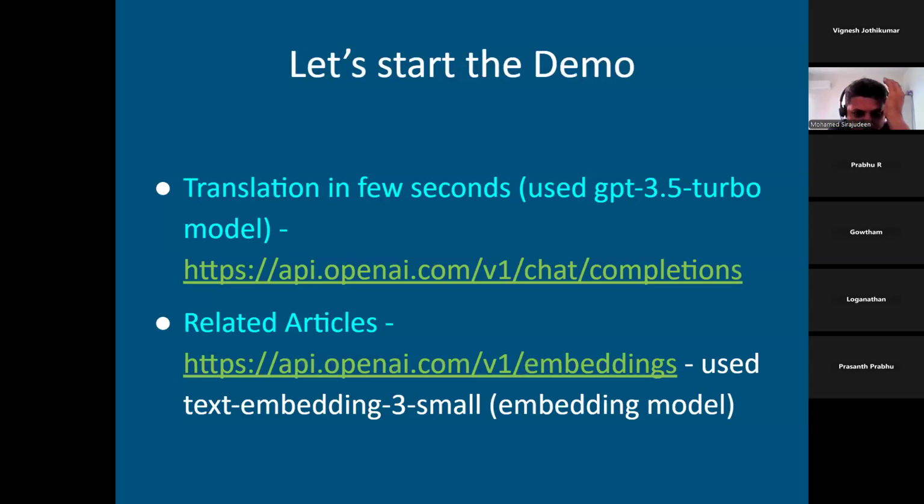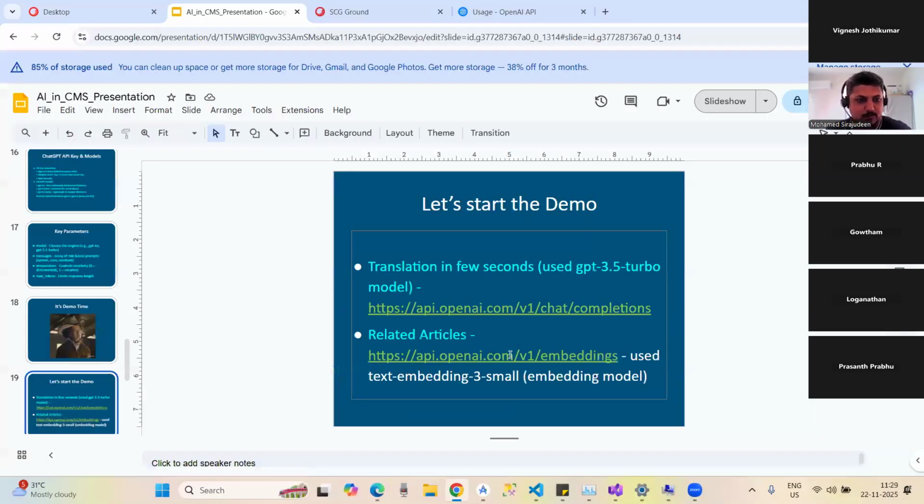In the first demo I'm going to use chat completions, because we have some categories as well. I will show that when I open the OpenAI platform. The second one uses embeddings. I'm using the text-embedding-3-small model for text chunks. Before I move into that, let me first open the OpenAI platform.